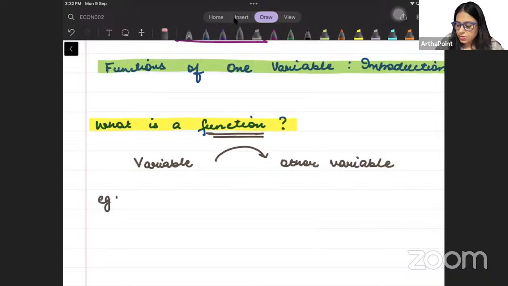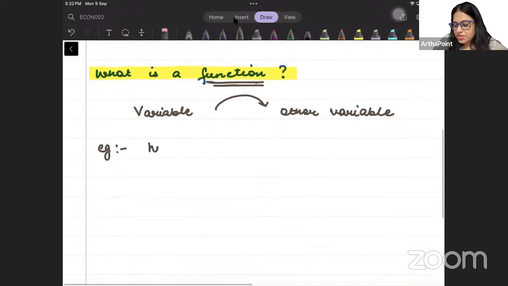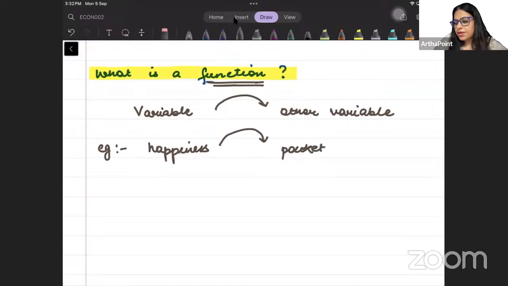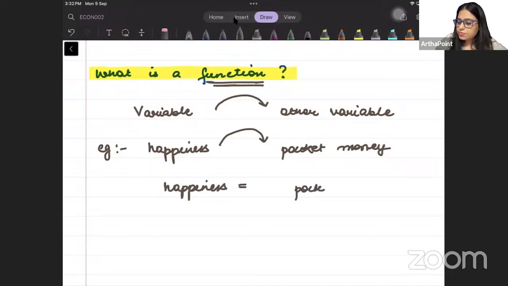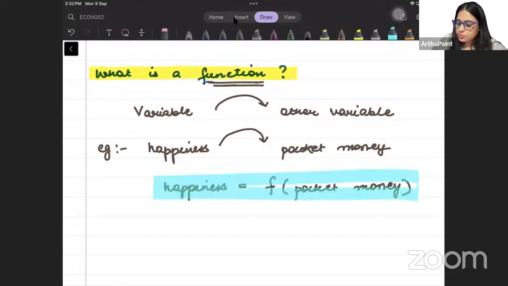Example, your happiness depends on your pocket money. आपकी खुशी आपकी पॉकेट मनी पे डिपेंडेंट है. सो वी कैन से हैप्पीनेस किस पे डिपेंडेंट है बेटा? पॉकेट मनी पे. So we can say happiness is a function of pocket money, because it is dependent. वो dependent है pocket money पे.